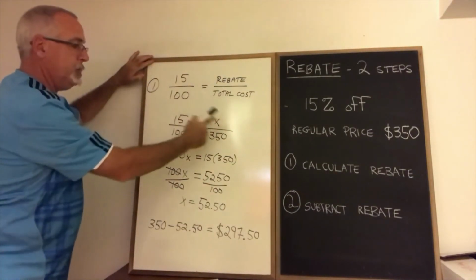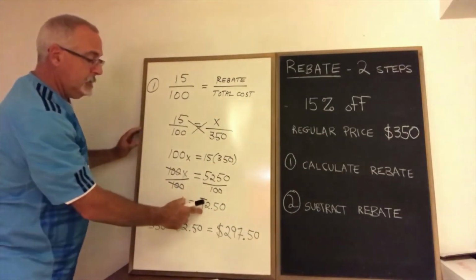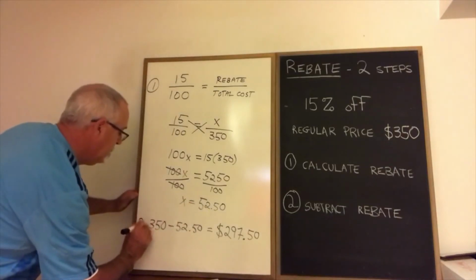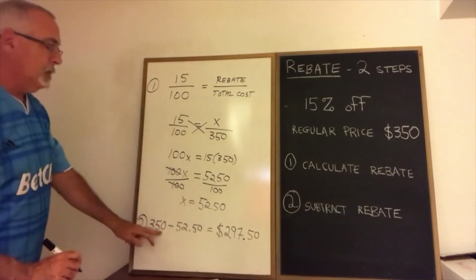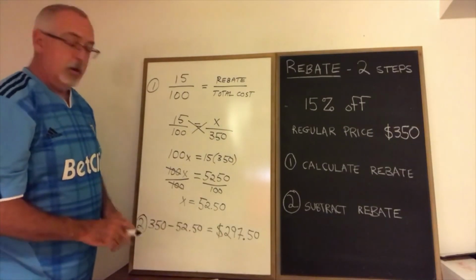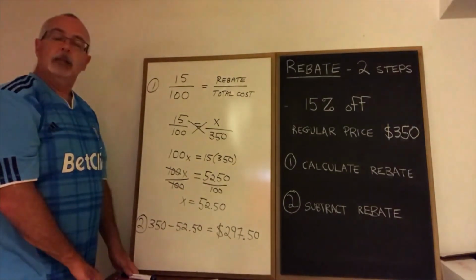Step 1 of calculating how much you pay when there's a rebate is to calculate the rebate, which we do with a proportion. We do that with cross multiplication. Once we have found that answer, we are subtracting that answer from step 1 from the original cost as step 2. And now we know what we're paying this time will be $297.50. That is today's Daily Dose of Math.